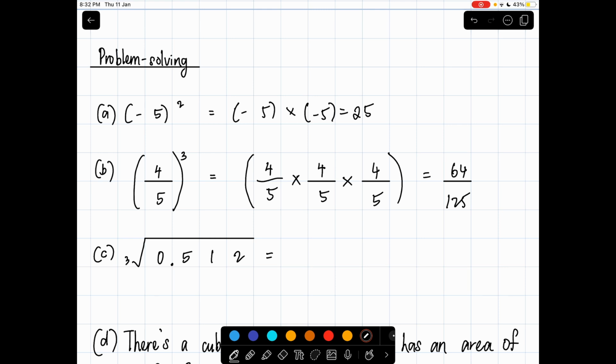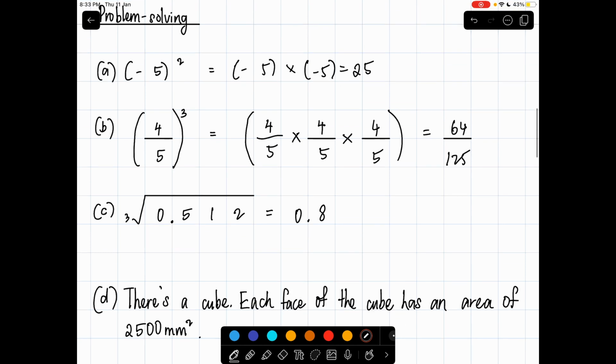It's completely fine. So if you type in the cube root of 0.512 into your calculator, you would get the answer of 0.8. I will give you a few seconds to just try it out to see whether you can get the answer or not. It's 0.8. So for these 3 questions, you are allowed to use your calculator, no problem.